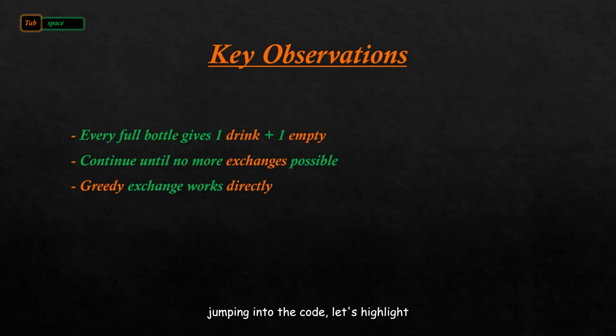Before jumping into the code, let's highlight some key observations. Every full bottle gives us exactly one drink, but it also produces one empty bottle that still has value. This means nothing is wasted. The cycle continues as long as we have enough empties to perform an exchange. The problem becomes one of repeating this process until the empties can no longer be traded in. The greedy strategy works here. We should always exchange as soon as we can because delaying it has no advantage.